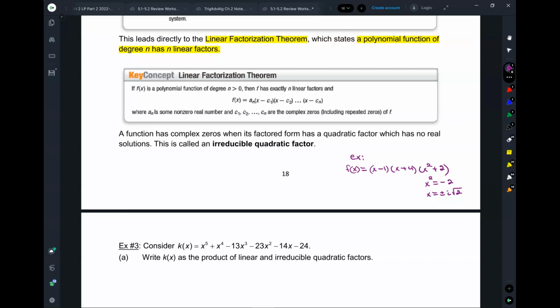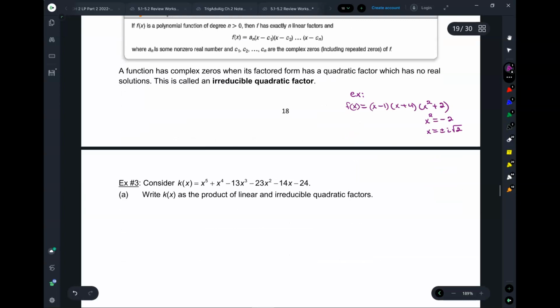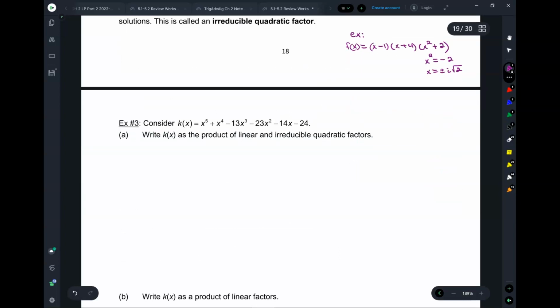Okay? Where did the imaginary zero come from? It came from this. Is this a linear term? It's a quadratic term. Can we factor this like we can factor the other 2? No. This is called an irreducible quadratic factor right here. Irreducible, because it can't be factored, quadratic factor. Okay? All right. So, let's now do one.